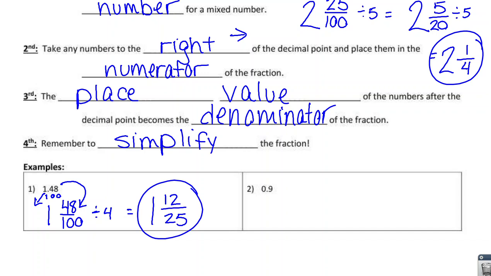So there's no whole number to pull out, so the 9 right here is just going to become the numerator. Then the place value becomes the denominator, so it's 9 tenths. No simplifying needed. Let's look at the next page.